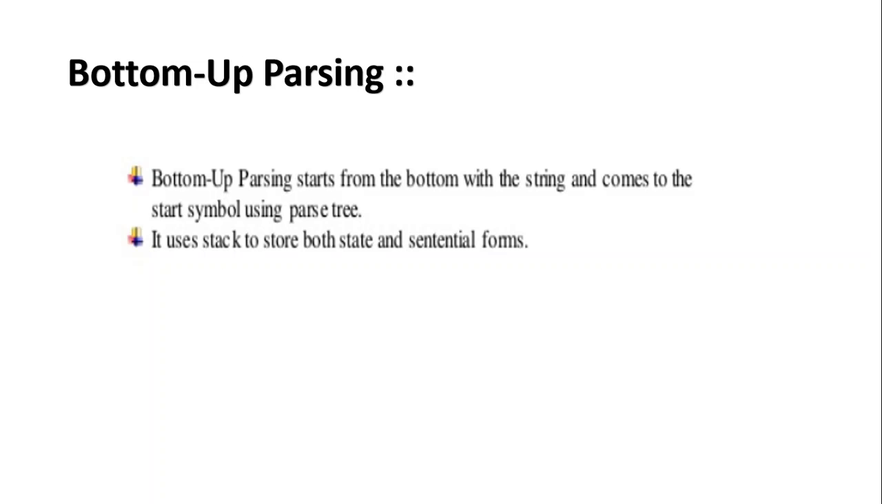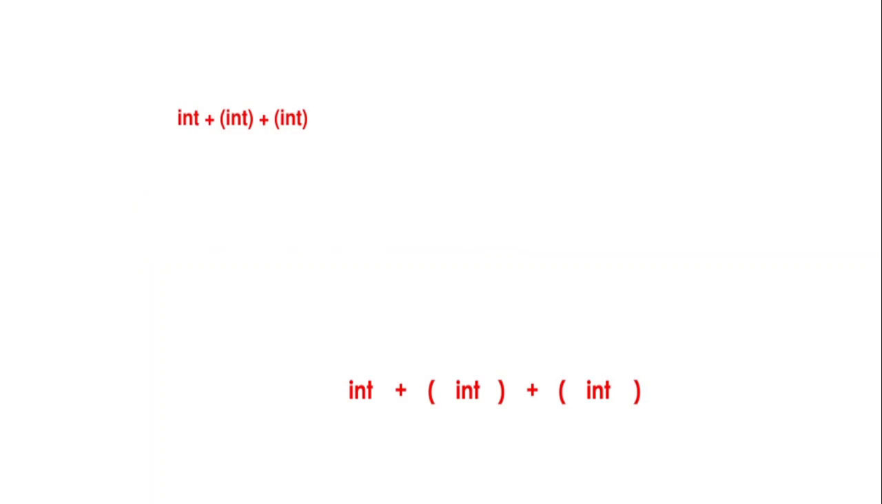And now we'll discuss bottom up parsing techniques. The bottom up parsing technique moves from bottom to top. It means that it moves from bottom to top. This is known as bottom up parsing technique. So bottom up parsing starts from the bottom and the string comes to the start symbol using a parse tree. It means that it uses a stack to store both state and sentential forms. Here you can see the example.